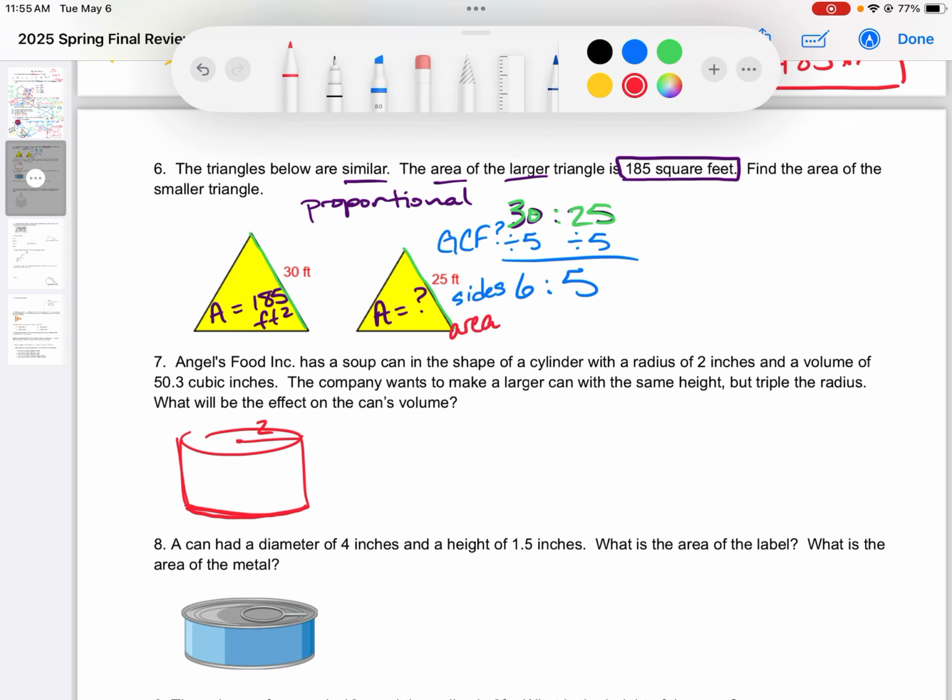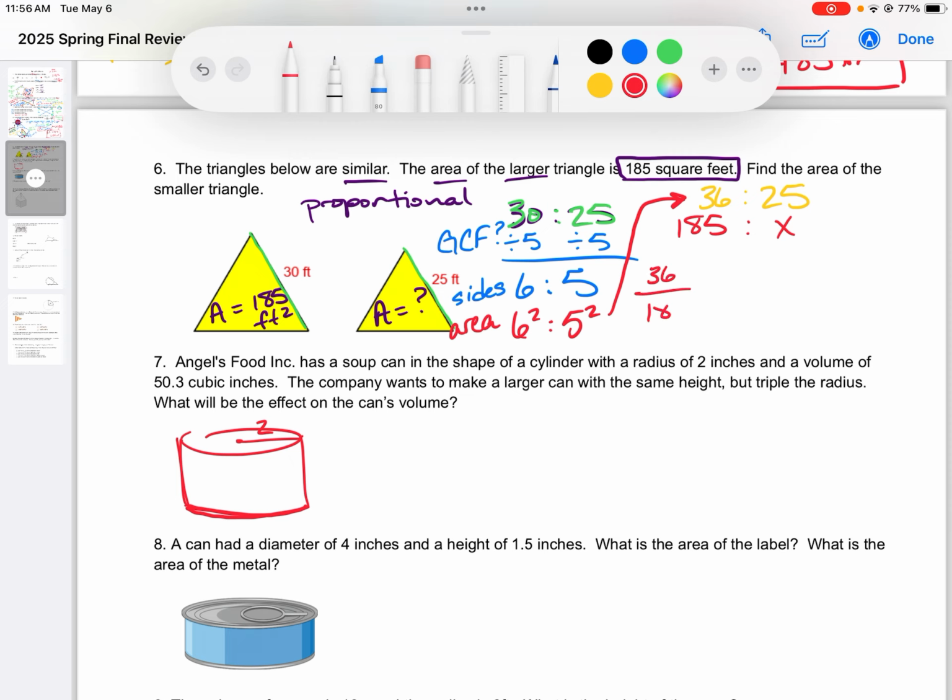Now, during this lesson, we said that when you're trying to find area, you would actually take these two numbers and square them to find the ratio of your areas. So 6 squared would give me 36, and 5 squared would give me 25. So their areas are 36 to 25. Now, how does that help us? Well, the larger triangle has an area of 185, and the smaller one has an area we don't know.